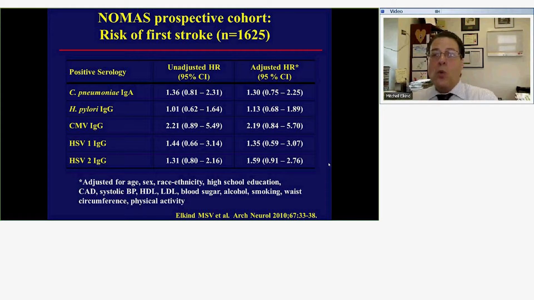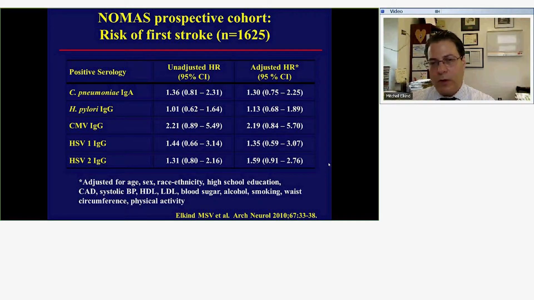So we looked at this also in the Northern Manhattan study. Among 1,600 participants who had blood samples available for a host of different serologies, we measured antibody titers in our prospective study. So again, before these people had stroke, we measured titers against chlamydia pneumoniae IgA, also H. pylori, which had been implicated in some other studies, and then some common herpes viruses like CMV and HSV1 and 2.